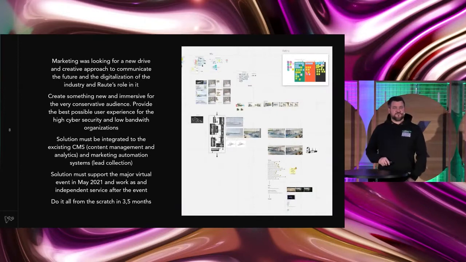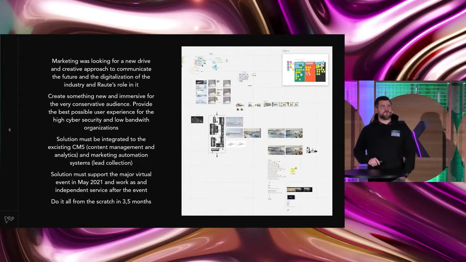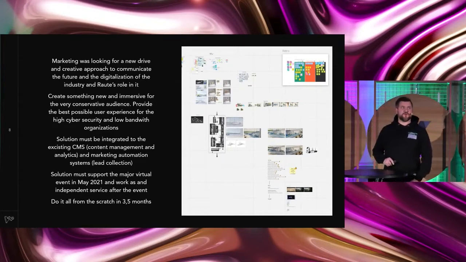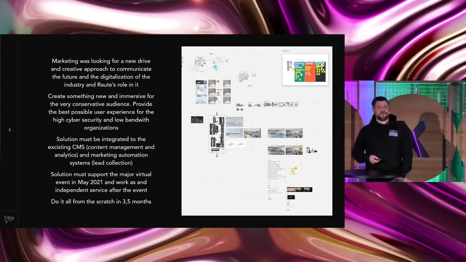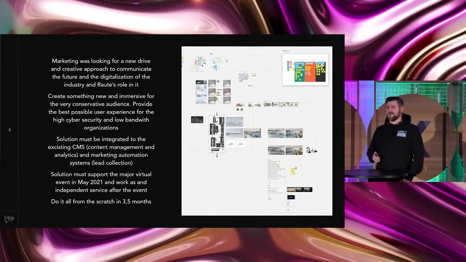So marketing was the main goal for this project, and they were looking for a new, creative approach to communicate the future of Raute, the digitalization of their industry and Raute's role in it. They wanted to create something new and immersive. Basically, what it means is that they wanted to create virtual worlds for their clients, who were all distributed globally in their bedrooms and home offices. So the task was there.